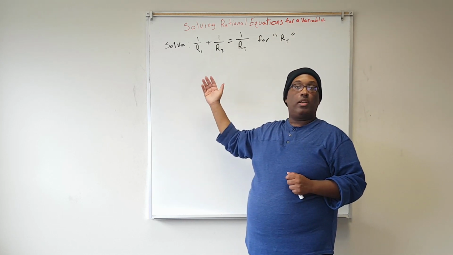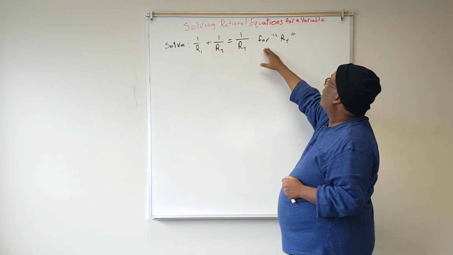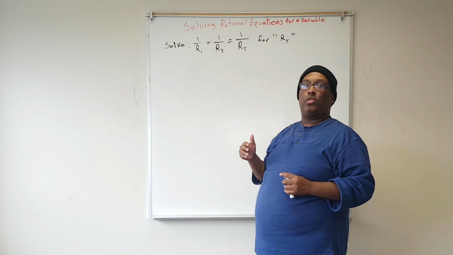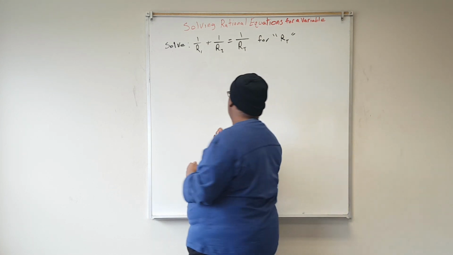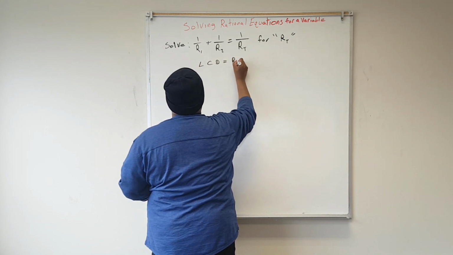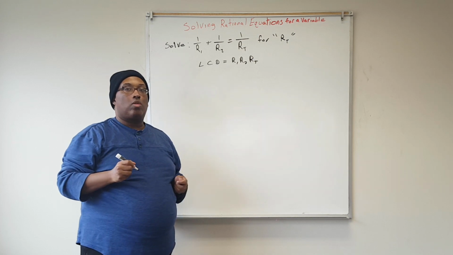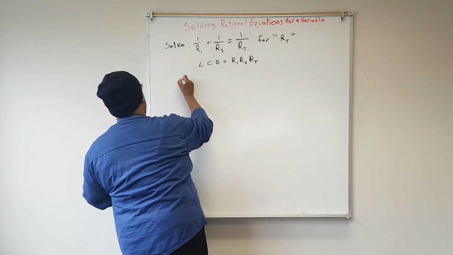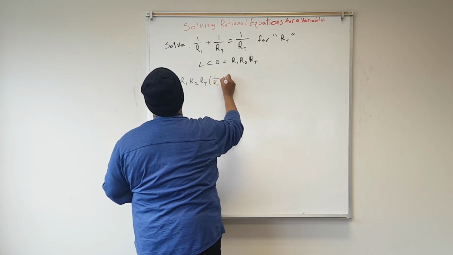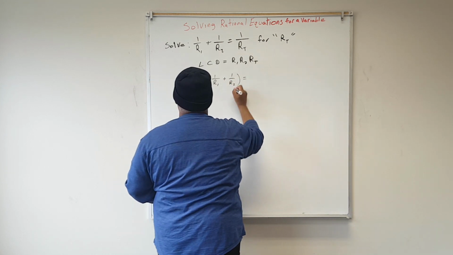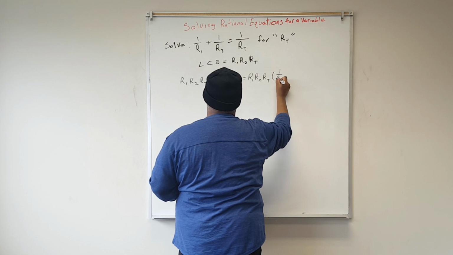This is a physics or electronics formula, very famous. 1 over R1 plus 1 over R2 equals 1 over RT. We're asked to solve for R sub t. R sub t means the total resistance in a circuit. So now we're going to solve this. First thing we need to do is find the LCD. So I like to write LCD equals R1, R2, RT. We take the LCD, we multiply it across the whole equation to clear our fractions. R1, R2, RT times 1 over R1 plus 1 over R2 equals R1, R2, RT times 1 over RT.